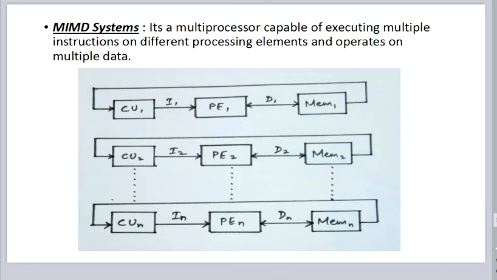Next is multiple instruction multiple data systems. It's a multiprocessor capable of executing multiple instructions on different processing elements and operating on multiple data streams. So different processing elements execute different instructions and operate on different data streams.